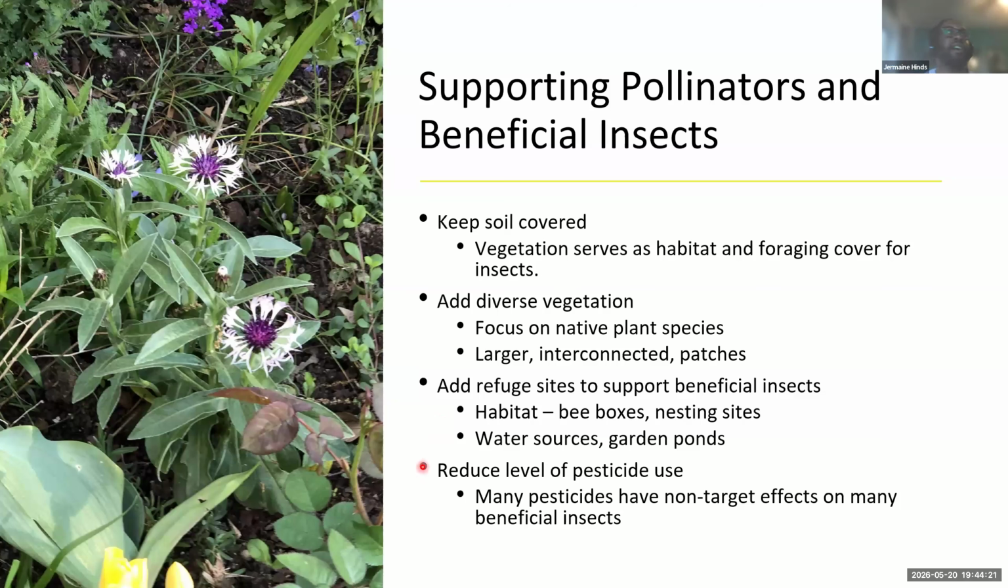Reducing the level of pesticide use. Pesticides are typically neurotoxins for insects, and so they affect everything with the same neural pathway, and even humans have a similar neural pathway. And so if you put an insecticide out there, chances are it's hitting more than just what you're targeting. So they often are shown to knock beneficial species back. They're slower to attack prey, they're slower to lay eggs, and they're just slower to overall develop. So many pesticides have non-target effects on many beneficial insects.